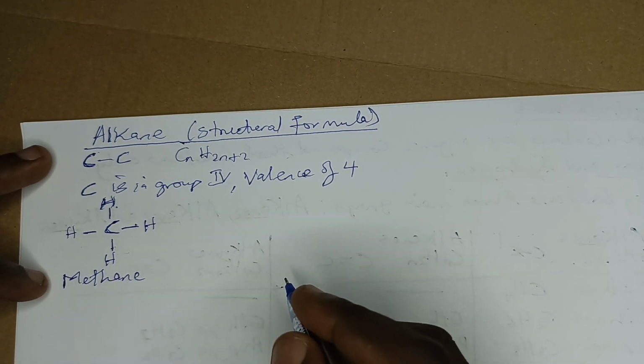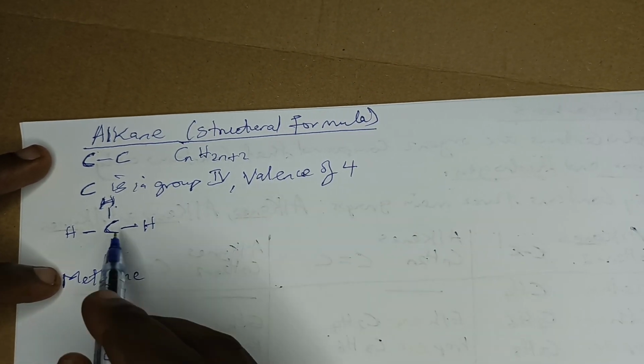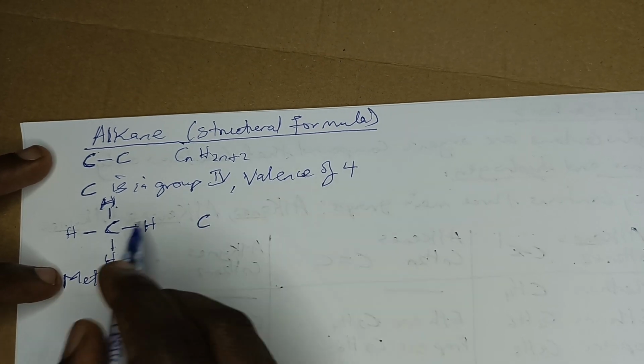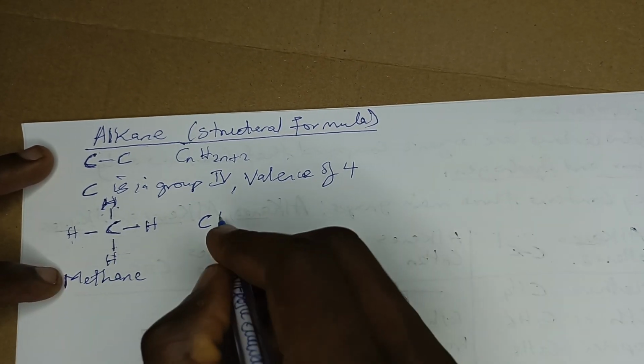And from the molecular formula, you see that this one is also C. How many hydrogen? 1, 2, 3, 4. H4.